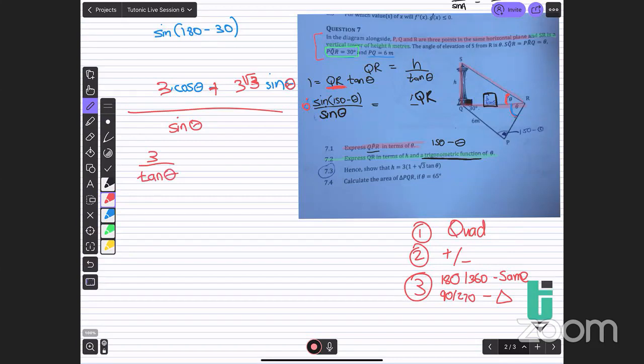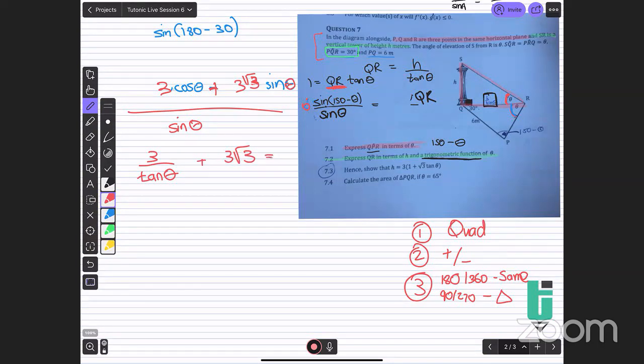Do you agree? Because remember, sine over cos is tan, but cos over sine is 1 over tan. Plus 3 root 3. Because the signs cancel now.